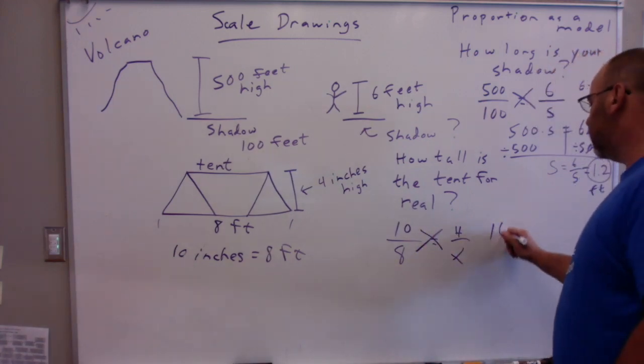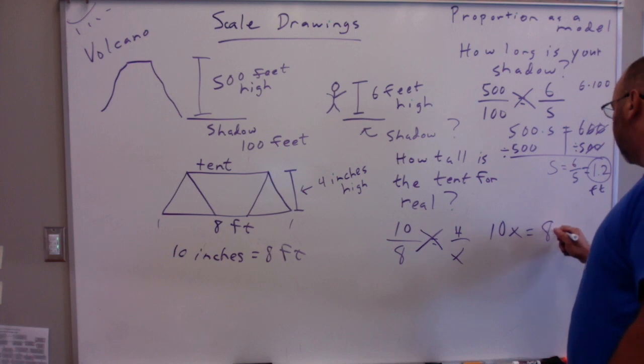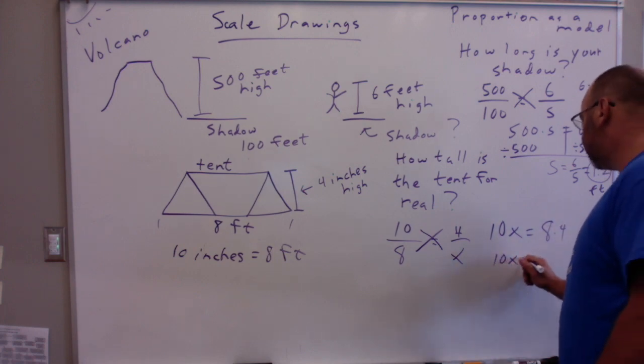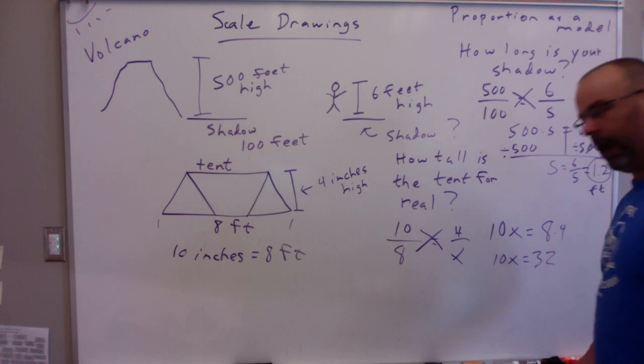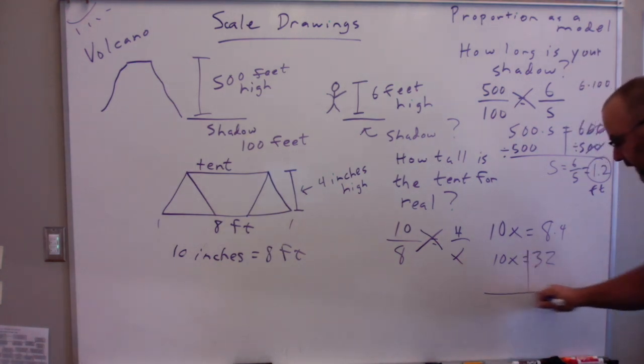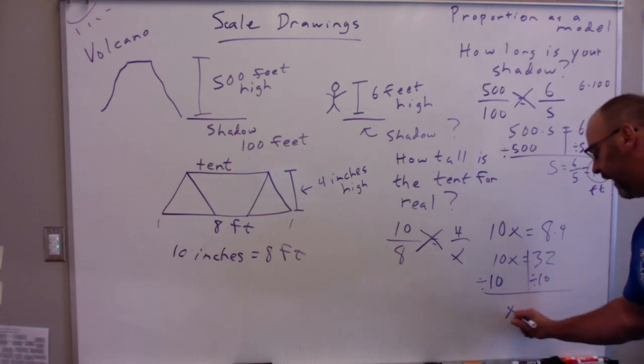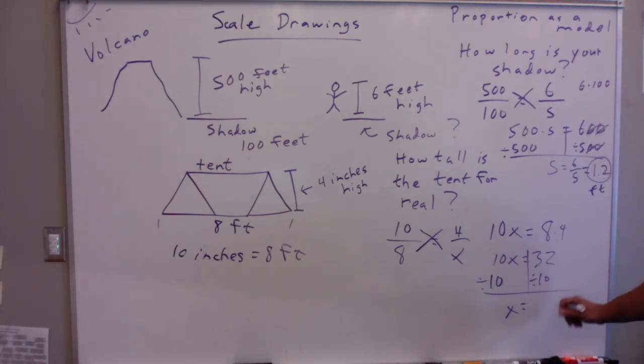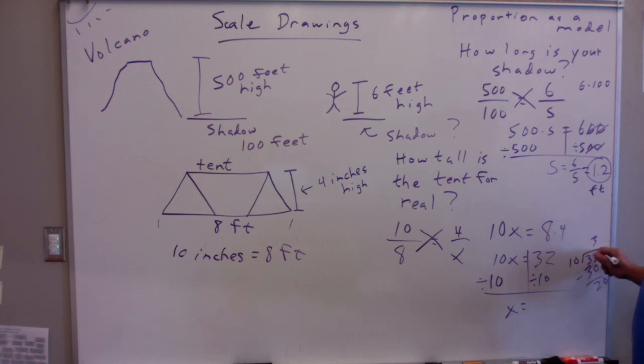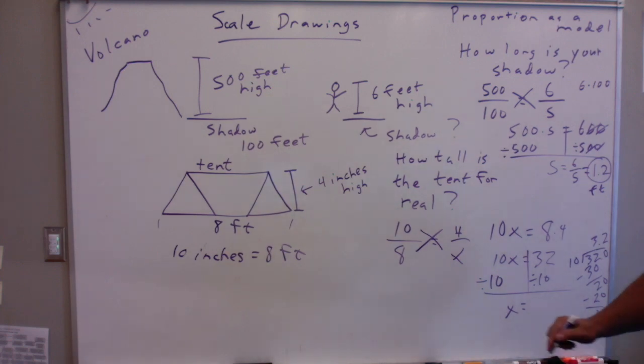I get 10x equals 8 times 4. 8 times 4 is what? 8 times 4 is 32. Okay? And now I'm going to divide both sides by what? Whatever's in front of the variable, which is 10 in this case. And I get x is equal to 32 divided by 10. 10 goes into 32. See here, 3 times 10 is 30. Subtract, you get 2, bring down the 0. I'm going to put a decimal here, right? So 10 goes into 20 twice. 2 times 10 is 20. Subtracting, you get 0.